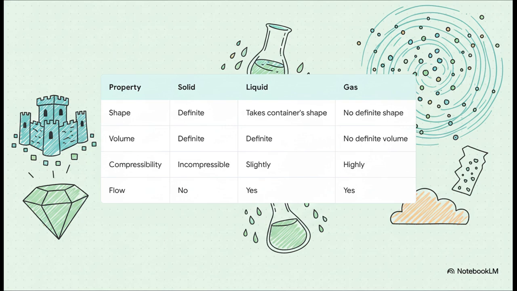So let's put it all together. You've got solids, rigid, can't really be squished. You've got liquids, they flow, but they're also pretty hard to compress. And then you have gases. They're all over the place, and you can definitely compress them. Three very different sets of rules for three states of matter.